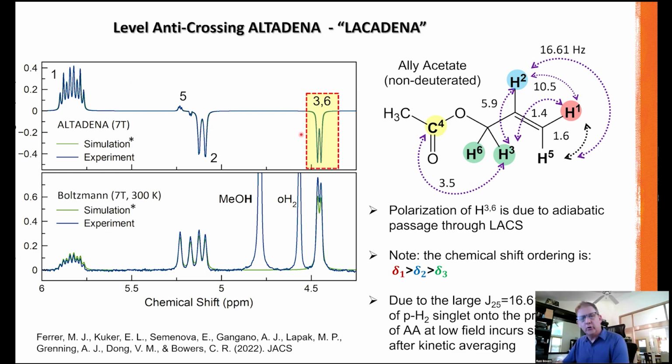That happens when you transport the propargylic adduct from low field, like Earth's field, to high field. It happens automatically through a homonuclear level anti-crossing under adiabatic conditions. So you could see, for example, that these methylene protons inherit quite a large amount of parahydrogen spin order. And it's due to an adiabatic passage through level anti-crossing that results in this enhancement.